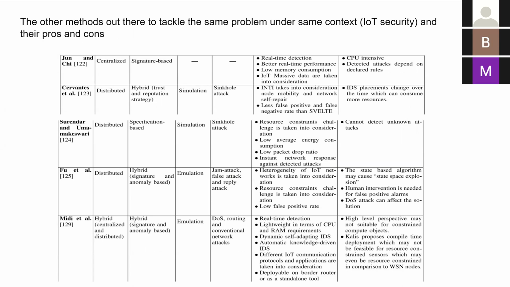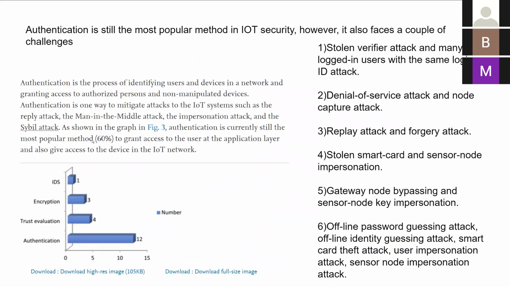Yeah, so we took a look at IoT security, and we looked at how other research teams are tackling the problem. We found a couple of papers that did a good comparison listing what kind of system they target, what kind of mechanism they use, whether it is signature or anomaly based, the way they simulated their methods, what kind of attack it targets, and the pros and cons of their methods. According to the survey papers, it seems that most people are doing their IoT security solutions by authentication and some encryption, some trust evaluation, and only one was doing IDS. And according to the paper, most of these methods face a couple of challenges listed here.